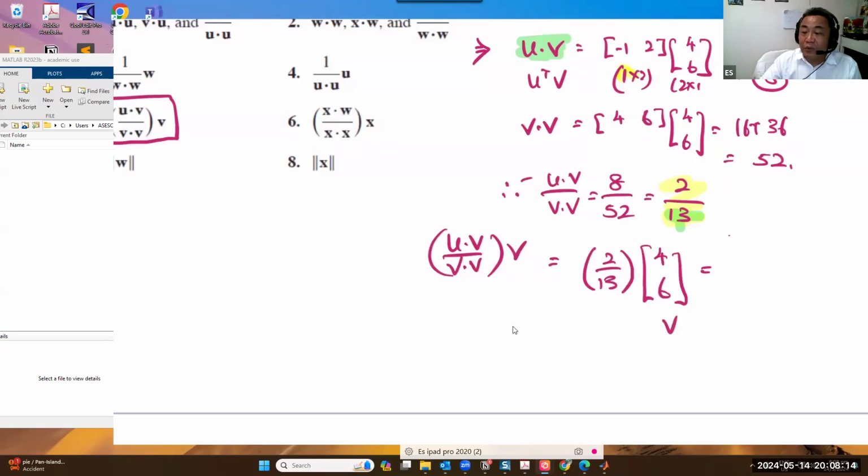Yeah, we want to see the scalar multiplying the vector. So the scalar is u dot v divided by v dot v. All right, then you must be wondering, what does this show? What does this show?